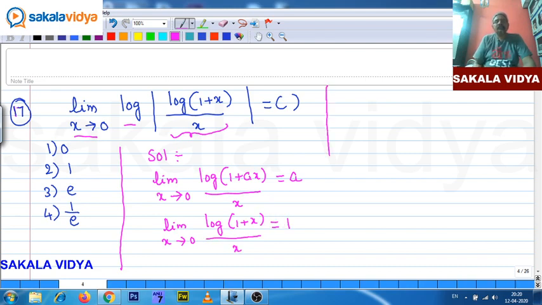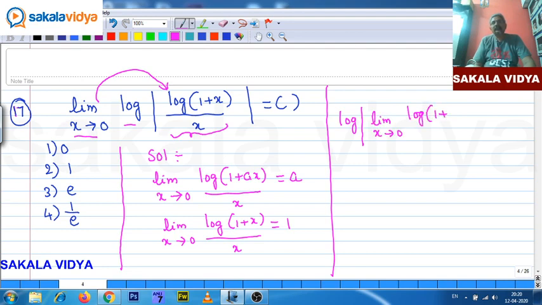So let us come to the problem now. The limit is applied to this function, so the problem becomes limit x tends to 0, log of 1 plus x upon x. So this is 1 already. This is equal to log 1. Logarithm of 1 to the base e is always 0. So the first option is the right option, option 1.